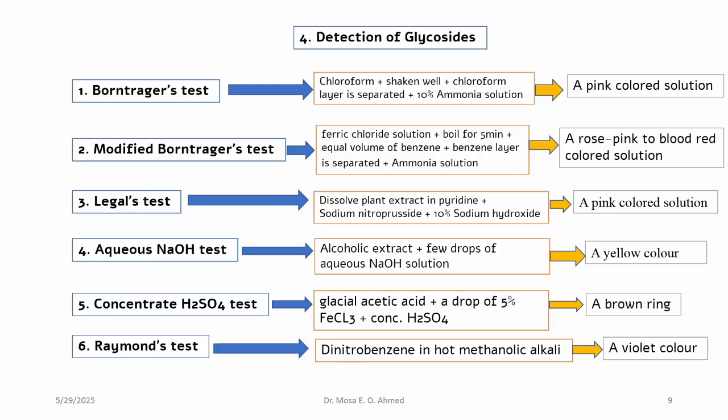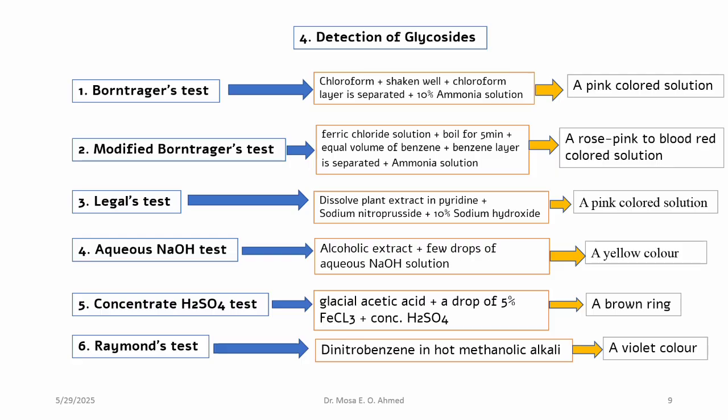The concentrated sulfuric acid test reagent consists of 5% ferric chloride in addition to sulfuric acid and glacial acetic acid. Also, this test gives a brown ring, which indicates the presence of glycosides. And the last test is Keller-Killiani test.